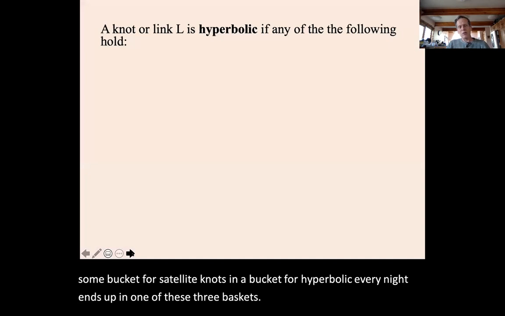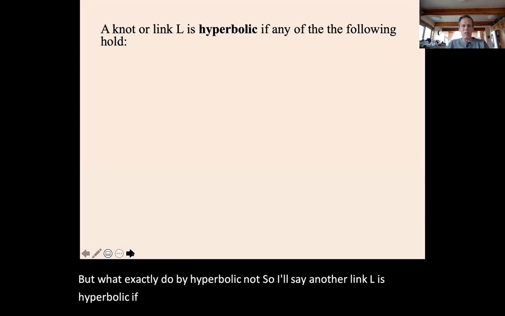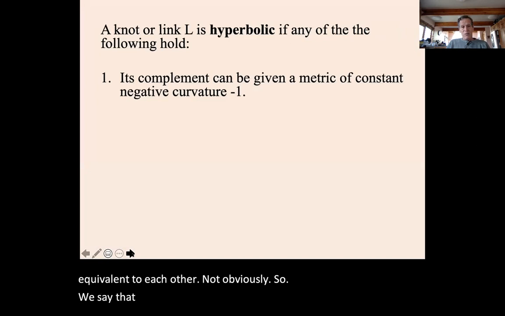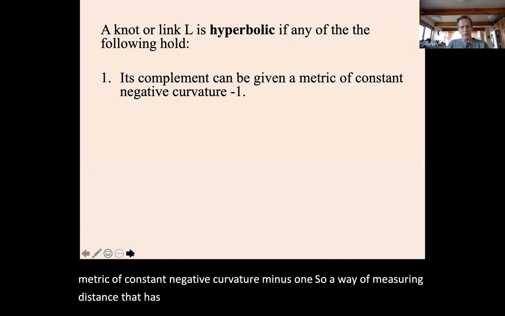But what exactly do I mean by hyperbolic knot? So I'll say a knot or link L is hyperbolic if any of the following three options hold. They are actually equivalent to each other, not obviously so. We say that the knot is hyperbolic if its complement can be given a metric of constant negative curvature -1. So a way of measuring distance that has constant negative curvature -1.